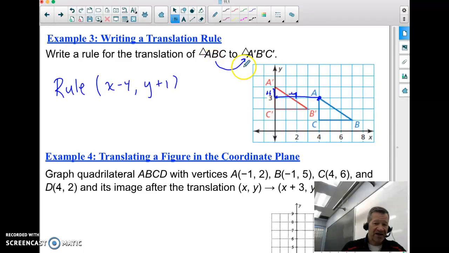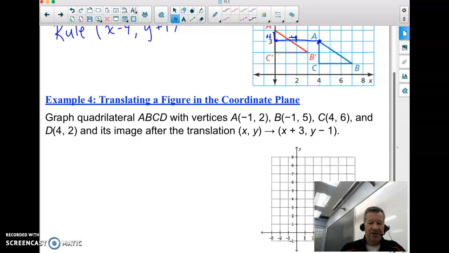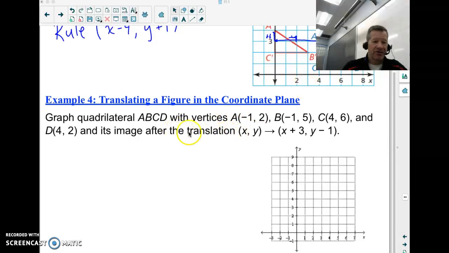It says from A to A prime. Start at A, go to A prime. Don't go the opposite direction, okay? Now, let's do example 4 because it's closely related. So now let's do the reverse. Now I'm going to give you an image, and I want you to graph that quadrilateral with these vertices and its image after a translation.